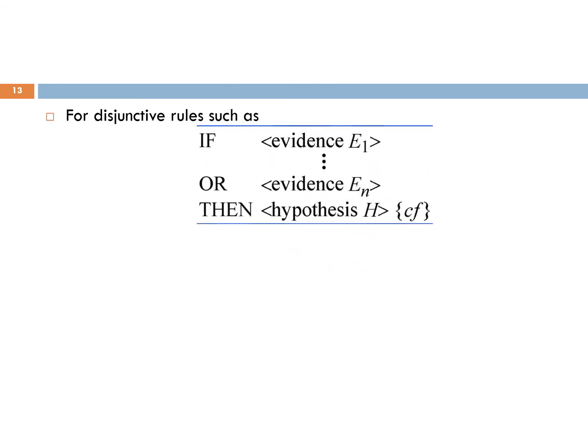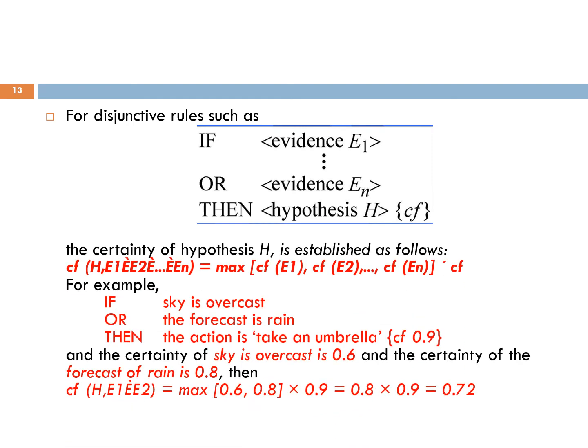Okay, for disjunction rules, we have if evidence 1 or all the evidence with OR, then the hypothesis. So the certainty factor of the hypothesis is as follows, where the certainty factor of the hypothesis given evidence 1 until evidence n, we use the maximum between the certainty of the evidence to calculate the certainty of the hypothesis.